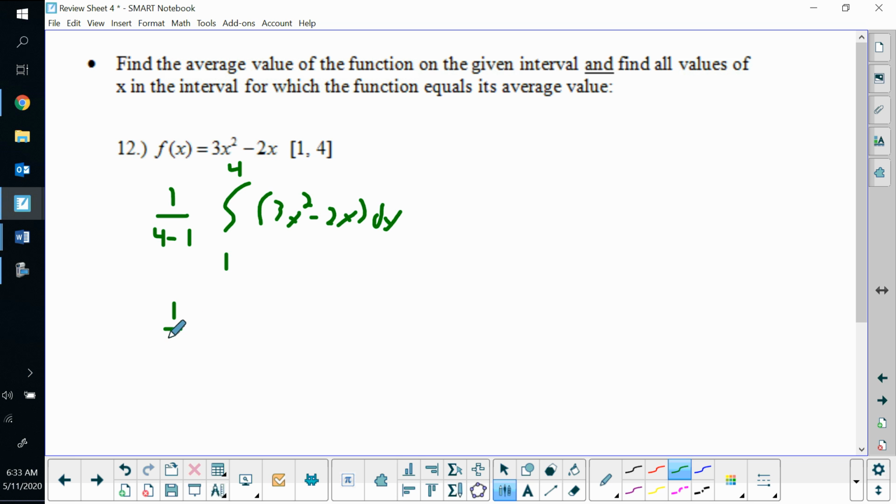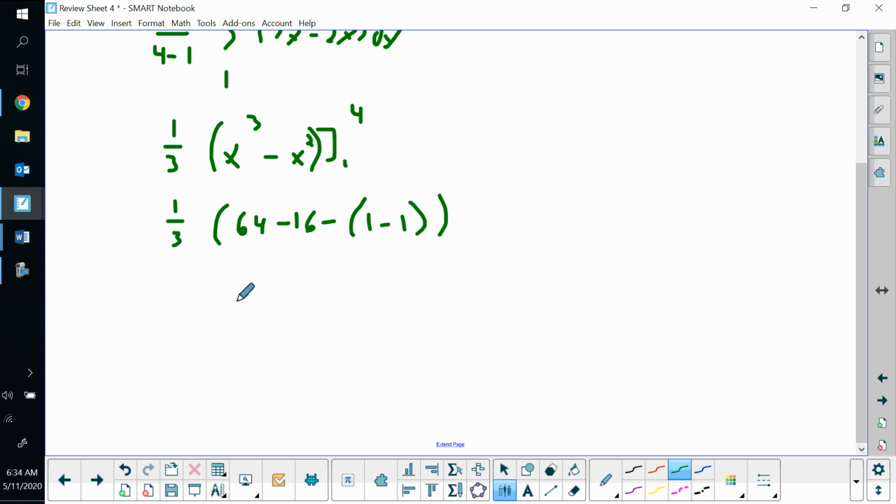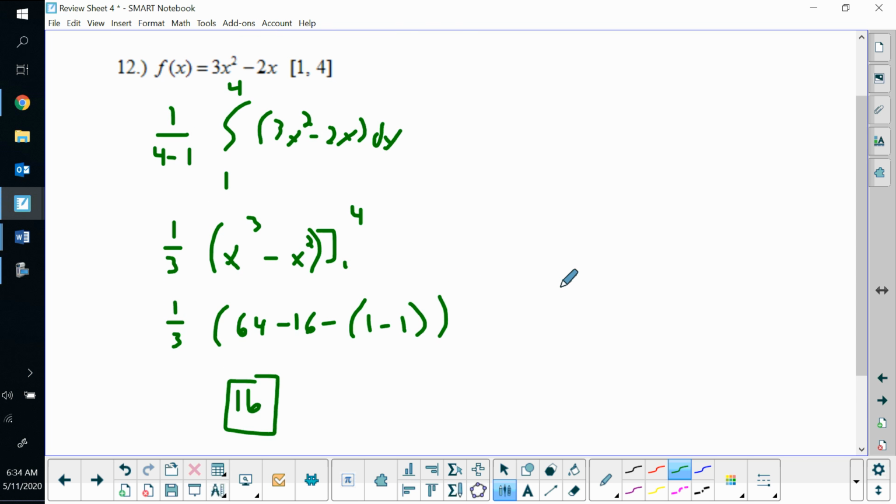So we will have 1/3. When we do our antiderivative, we'll have x cubed minus x squared from 1 to 4. Subbing 4 in, we'll get 64 minus 16, minus, start a parenthesis, we'll have 1 minus 1. So those wipe out. 64 minus 16 is 48. 48 times a third is just 16. So the average value of this function on the interval is 16.